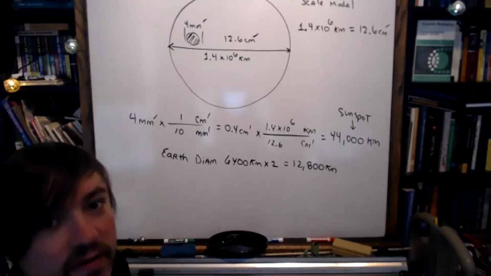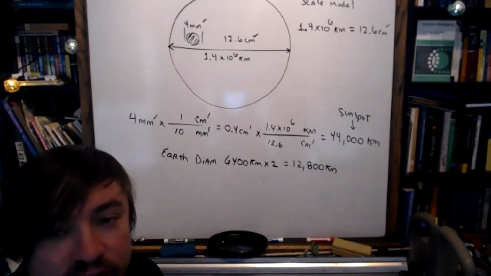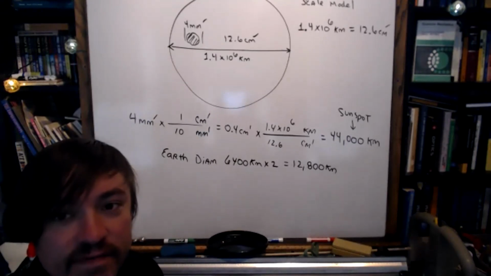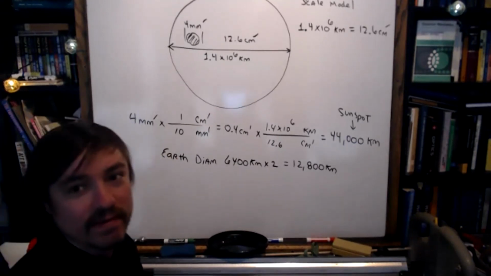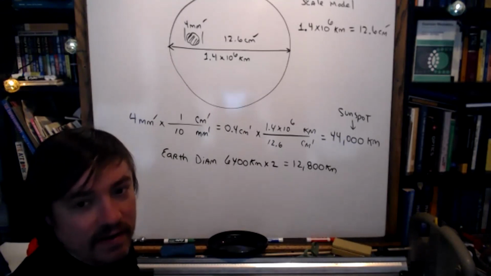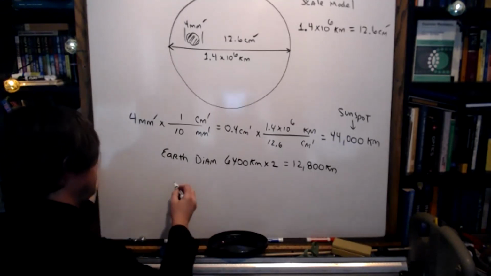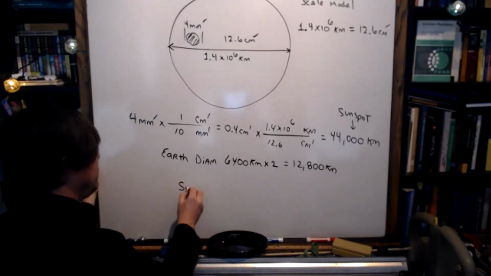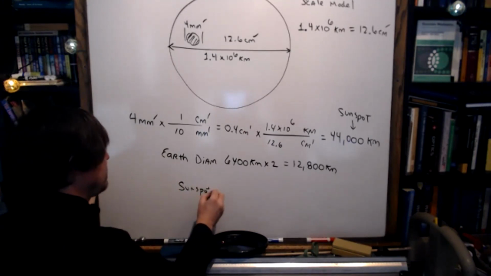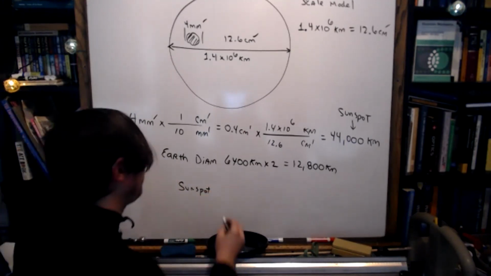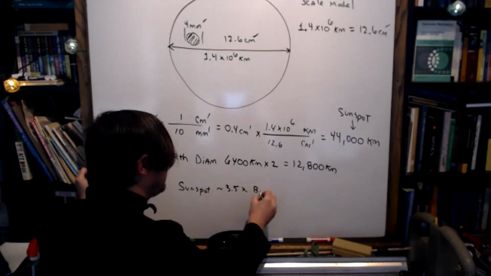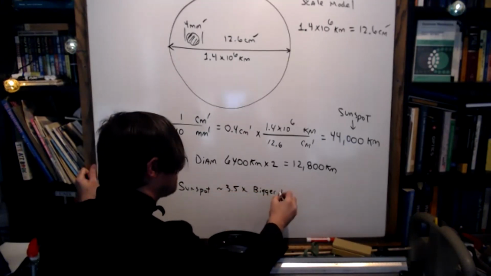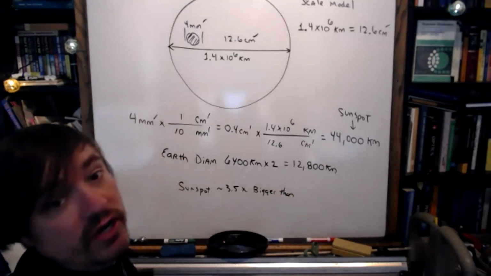Take the ratio. I'm feeling abusive today, guys. Take the ratio. The sunspot is almost 4 times as big as the Earth's diameter. Yeah. When I did it, I got, well, 4 is fine. I got 3.5 times bigger than Earth. I said almost 4. And you did good.